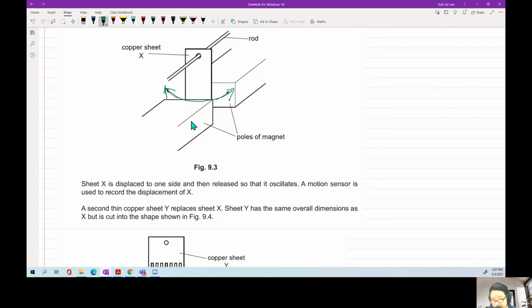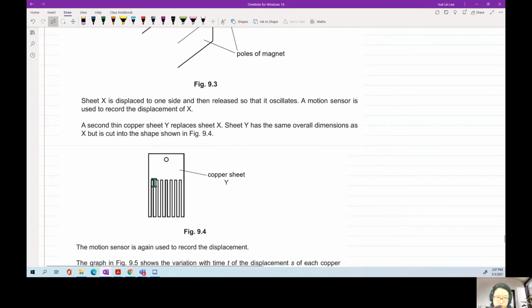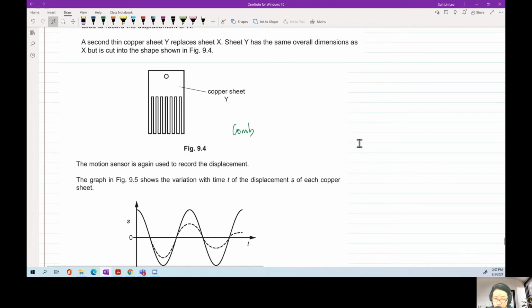Is there a change in flux in the copper sheet? Yes, changing area. Okay, so anyway, a second thin copper sheet replaces X. Sheet Y has the same dimension. The only difference is we cut little strips here, like a comb. Like a comb shape, you know, comb your hair. All right, the motion sensor is again used to record the displacement.